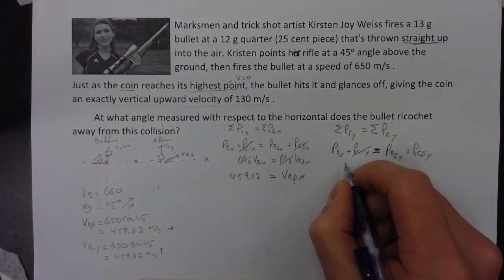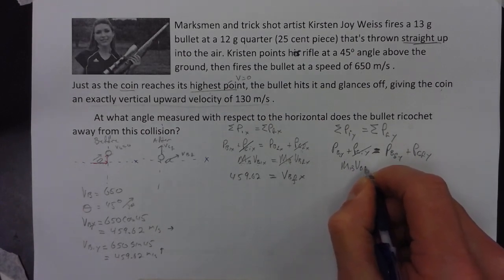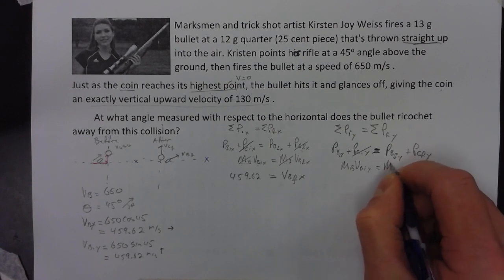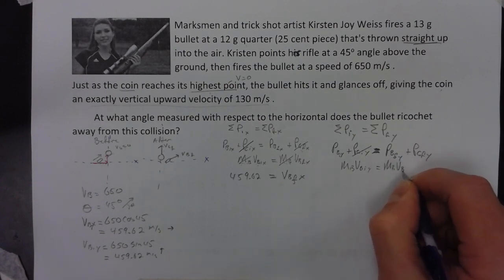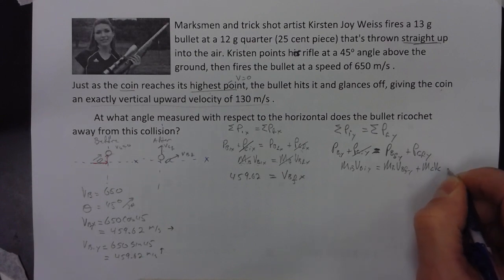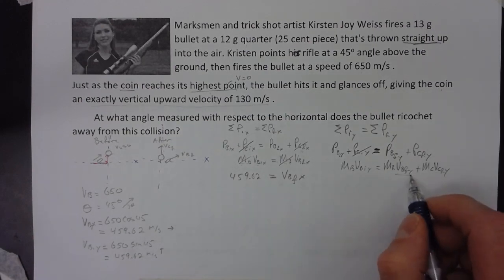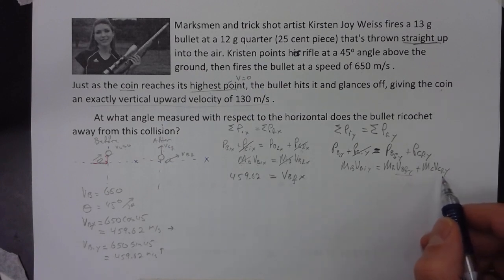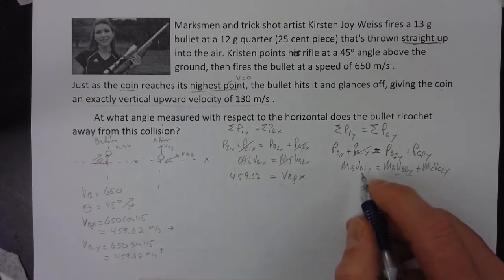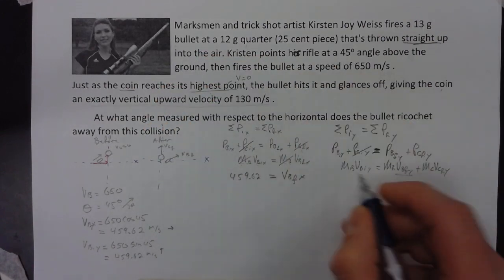So here we've got mass of the bullet, velocity of the bullet initially in the y is going to equal mass of the bullet, velocity of the bullet finally in that y, plus mass of the coin, velocity of the coin finally in the y. Okay, nothing really cancels out here. So we want to find this, and I think we know all this other information. Yes, we do.